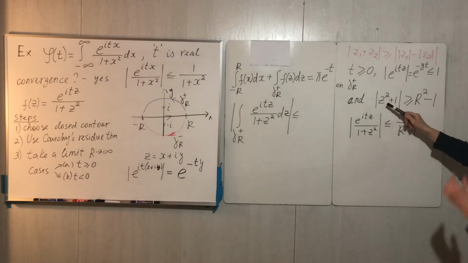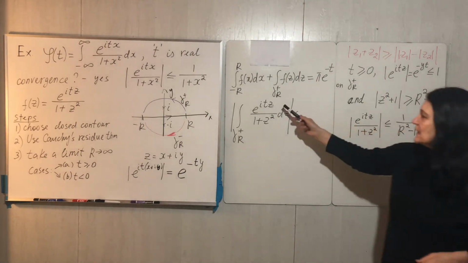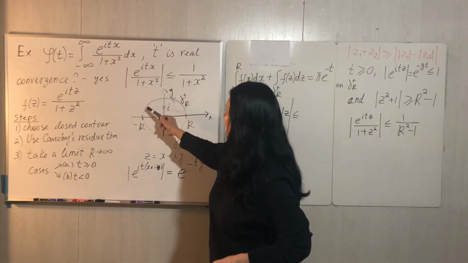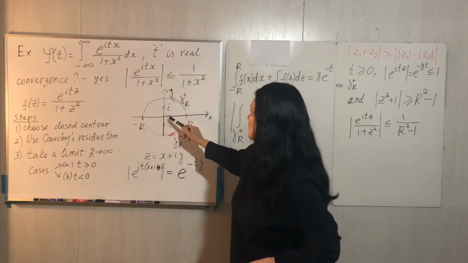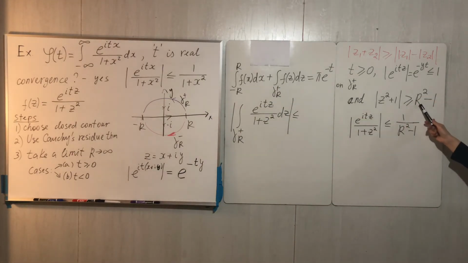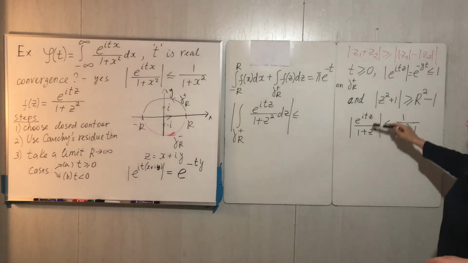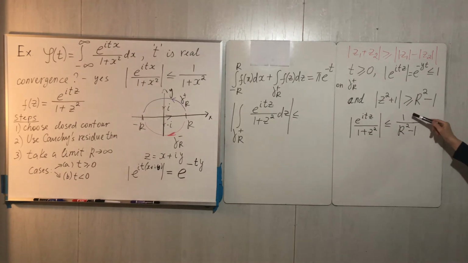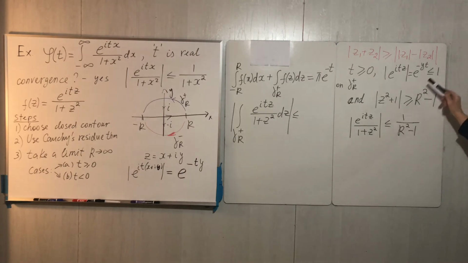So why did I replace z with r? Because z here lives on this arc, right, of radius r. And so it will be r squared minus 1, right? That's what we have here. And then the entire function, if we evaluate the entire function, it would be less or equal than 1 over r squared minus 1, right? The top is 1, the bottom is this.